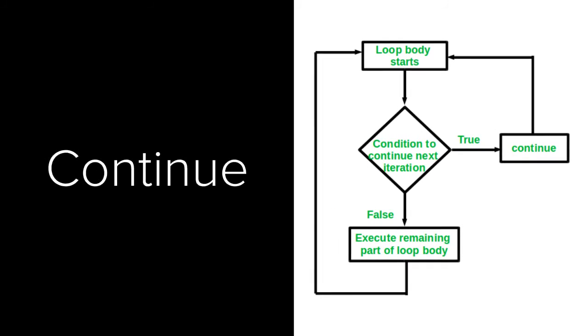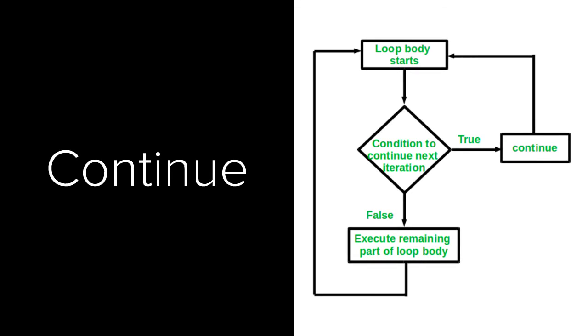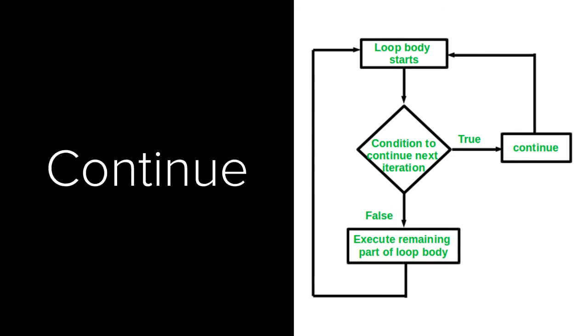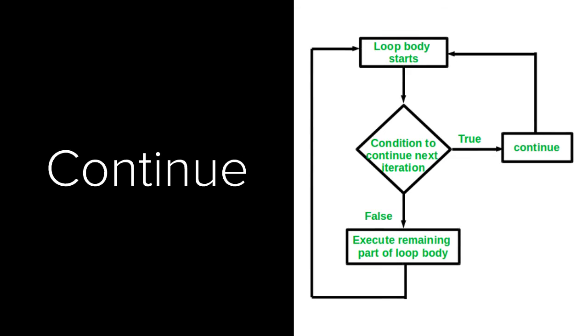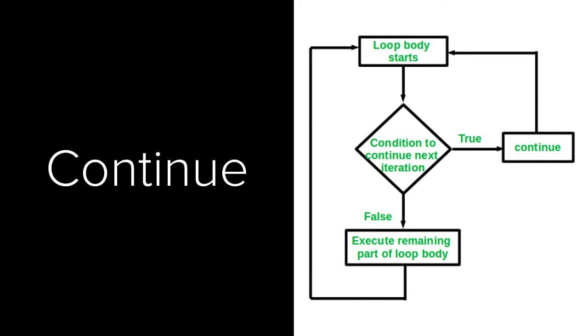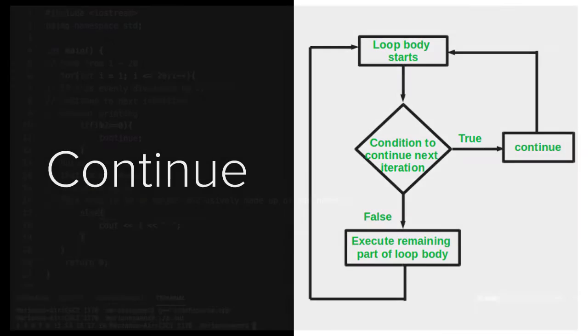Continue is a loop control statement just like the break statement. However, the continue statement is opposite to that of the break statement. So instead of terminating the loop, it forces the execution of the next iteration of the loop. And as the name suggests, the continue statement forces the loop to continue or execute the next iteration. So when the continue statement is executed in the loop, the code inside of the loop following the continue statement will be skipped and the next iteration of the loop will begin.